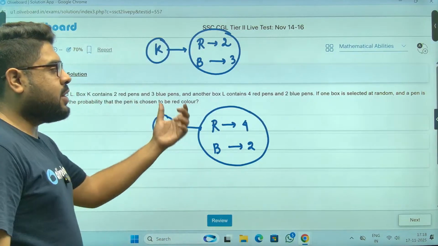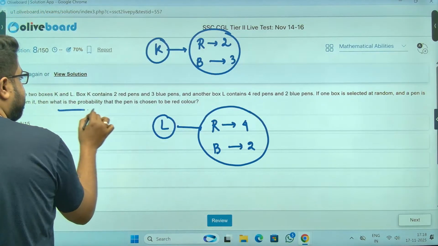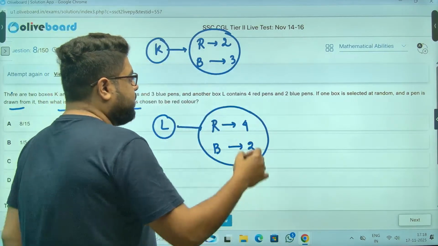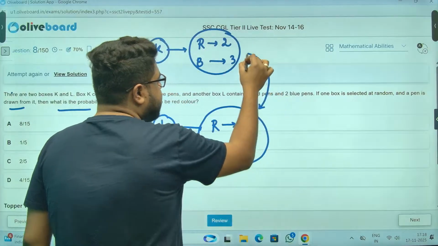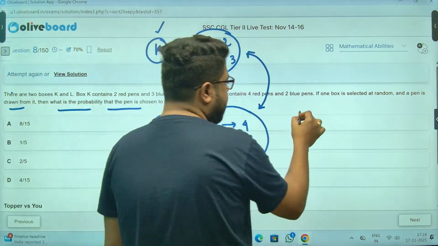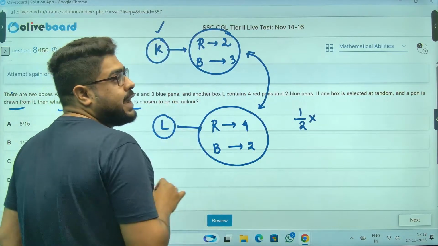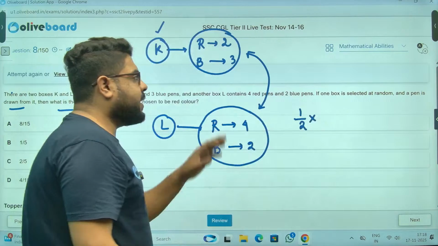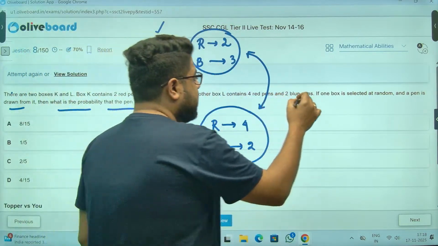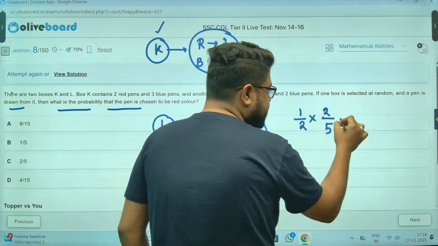One of the boxes is selected at random, sir. A pen is drawn from it. What is the probability that the pen is red? So there are two parts. Look, I am selecting. What is the probability of selecting either of the boxes? There are two boxes, so the probability is 1/2 of selecting either K or L. Let's say I've selected K. After selecting the box, I need to select a red pen. So that probability is 2 out of the total 2 plus 3, which is 5.